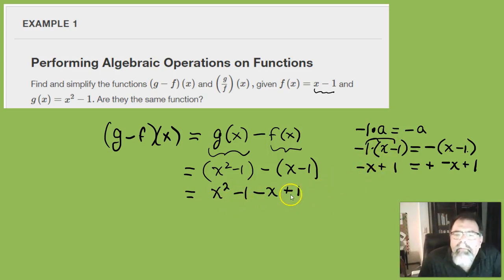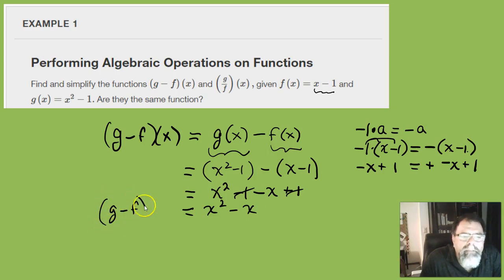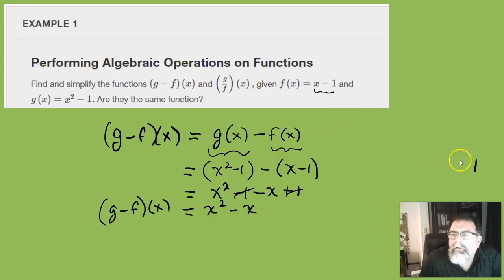All right, so now we're going to combine like terms. We get x squared minus 1 plus 1 cancel, and then minus x. Okay, so that's how we're going to define this new function of g minus f of x is going to be x squared minus x. All right, so now let's do g divided by f.